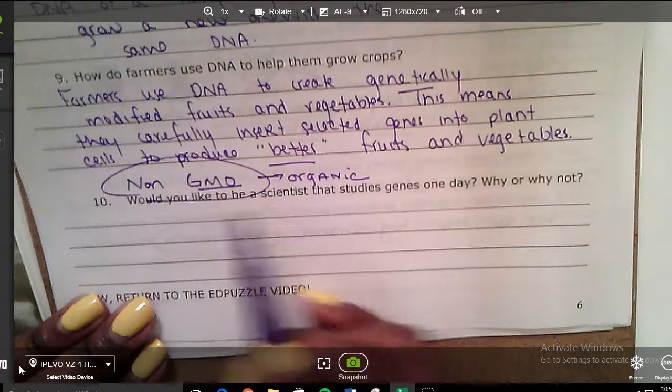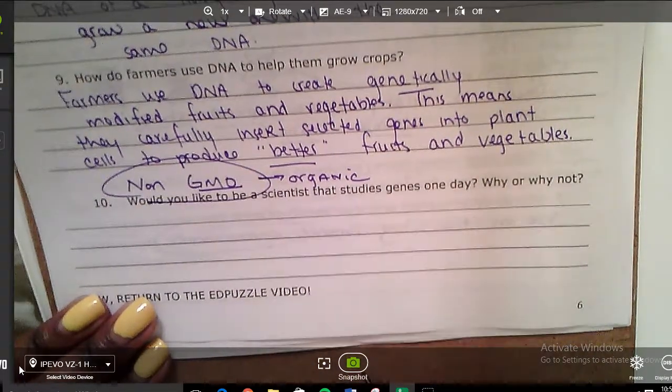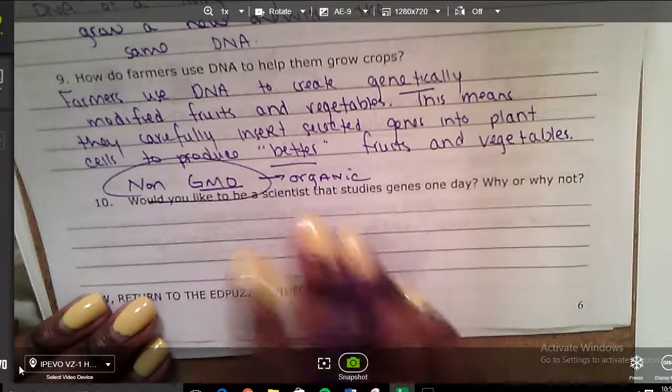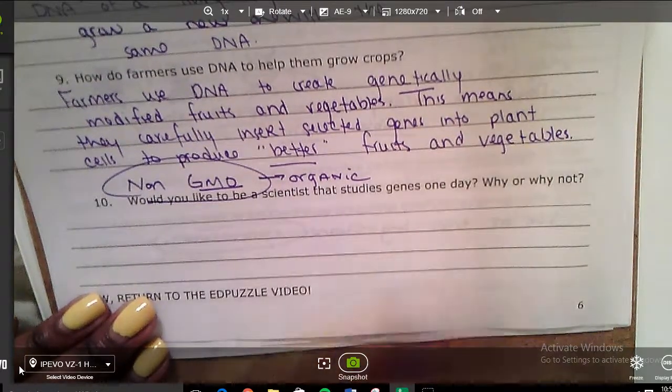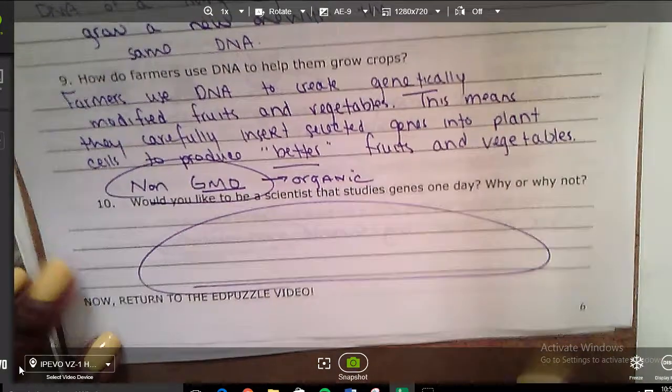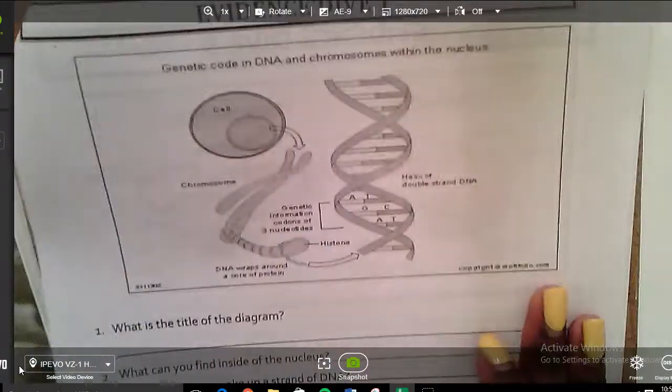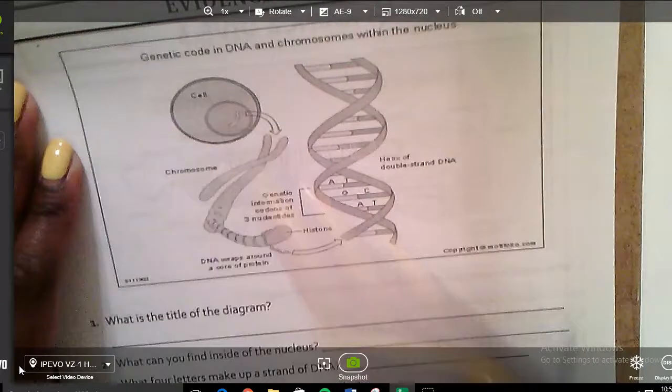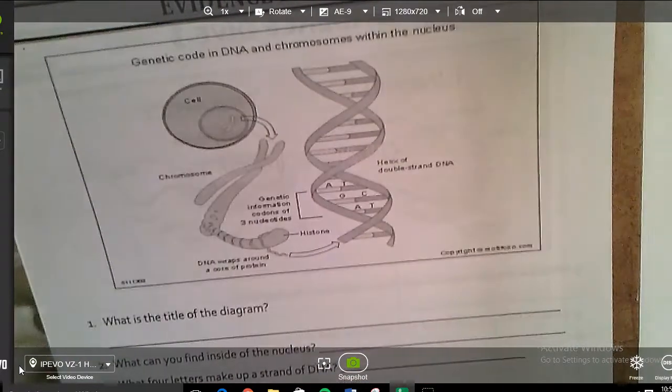The final question says, would you like to be a scientist that studies genes one day? Would you like to be a scientist that creates these new fruits and vegetables? Why or why not? You're answering that question on your own here. All right. Once you are done, we're going to flip to evidence dive one. You have 3 minutes silent and solo. Take a look at the image here and then answer the questions at the bottom.